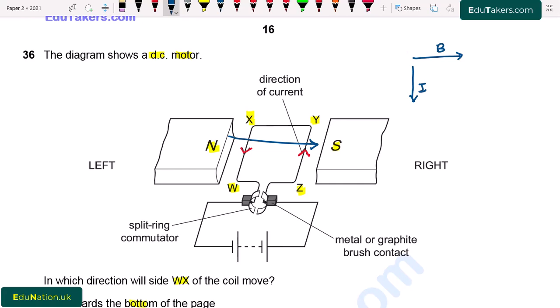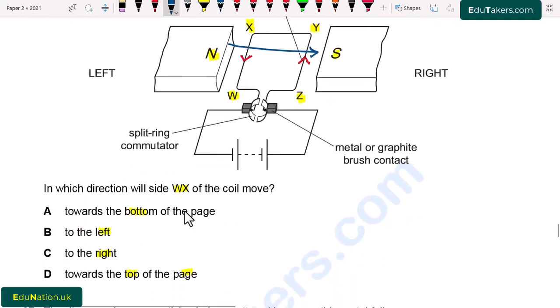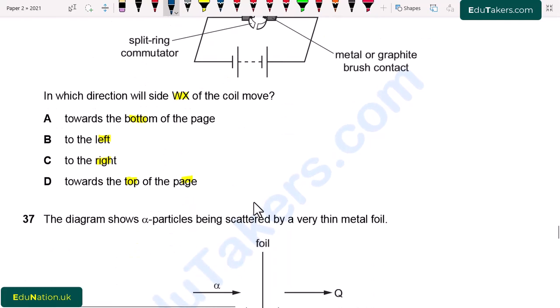By using the right hand rule, I rotate the fingers of my right hand from the direction of current towards the direction of magnetic field, and then my thumb points out the direction of force. By doing this, I observe that the direction of force is towards the top of the page. It means that side WX moves towards the top of the page. So from here, option D is correct. I circle D.